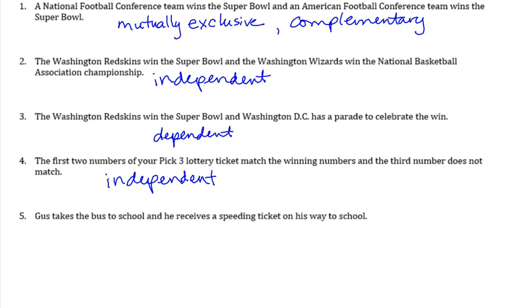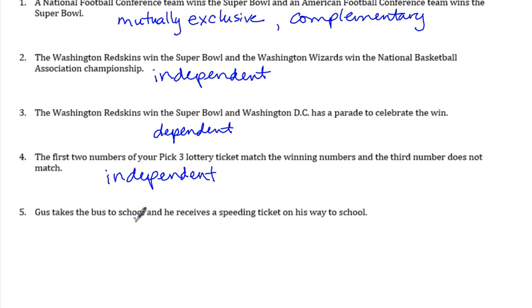And then finally, Gus taking the bus to school and Gus receiving a speeding ticket on his way to school. What do you think about that? Those 2 events are mutually exclusive, right? You can't have both. If you're taking the bus, there's no way you can get a speeding ticket. If you're getting a speeding ticket, there's no way you took the bus. So those are mutually exclusive events. They cannot happen together.